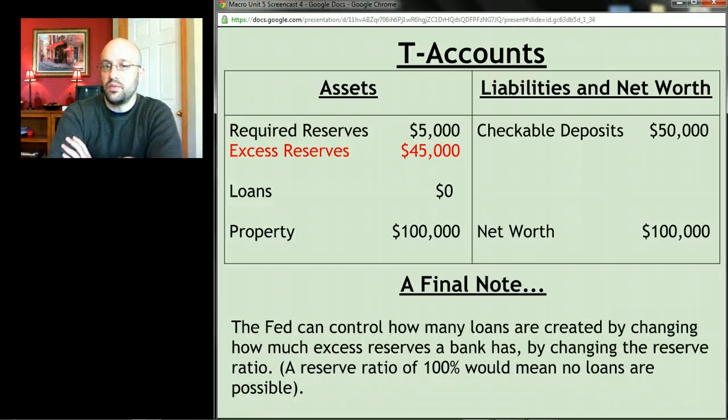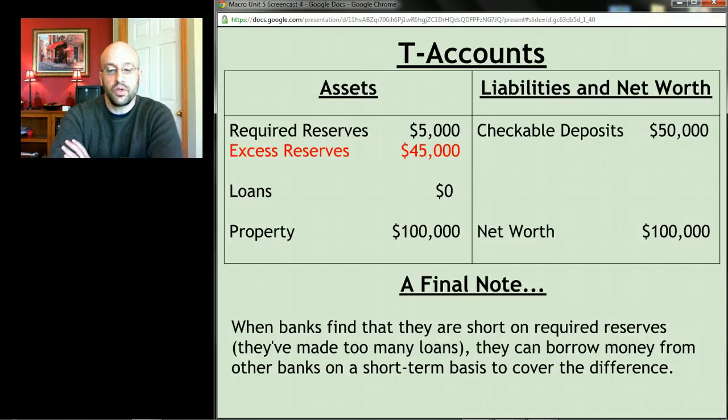Well, sometimes they make too many loans, and sometimes they're not actually meeting their reserve requirement. The Fed can control how many loans are created by changing how much excess reserves the bank has by changing that reserve requirement. In other words, if the reserve requirement was 100%, there would be no excess reserves, and banks wouldn't be able to make any loans or create any money.